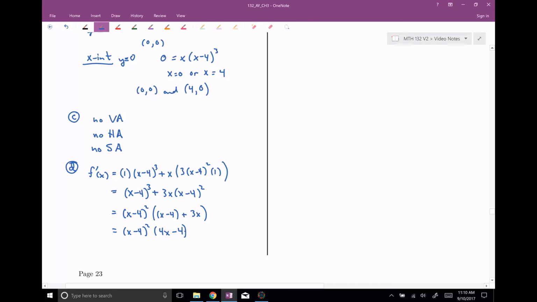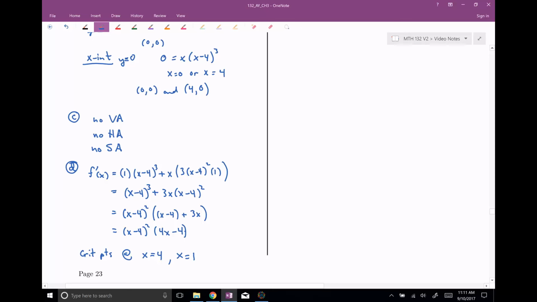Okay, so if I want to know when is this 0 or when is it undefined, well, notice that this is just another polynomial, so it's never going to be undefined. There's nowhere that we can divide by 0 or take square roots of negatives or anything like this. So our only hope for critical points is when it's equal to 0. So critical points at, let's see, if x equals 4, then this would be equal to 0. Right? And then finally, if x equals 1, right? Because 4 times 1 minus 4.